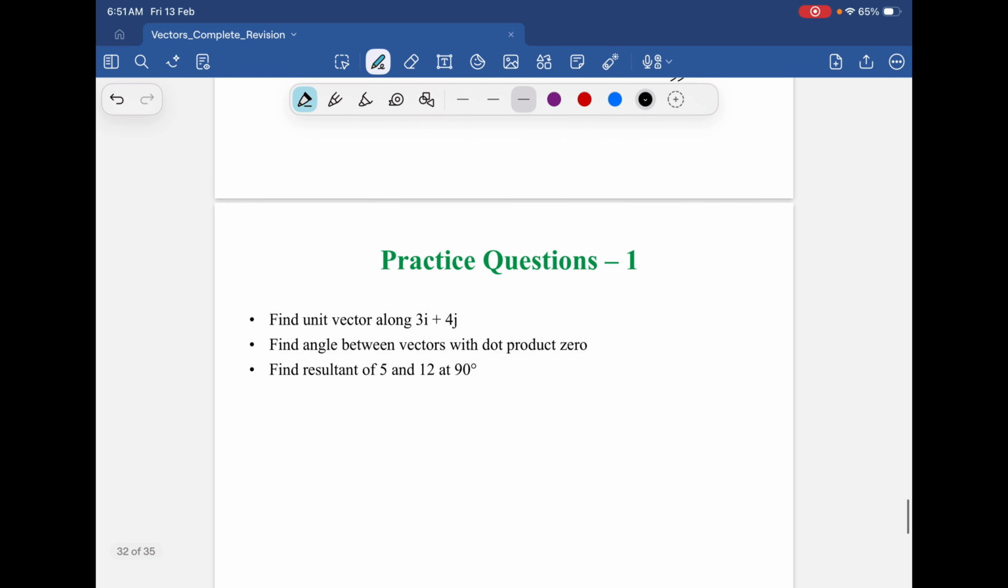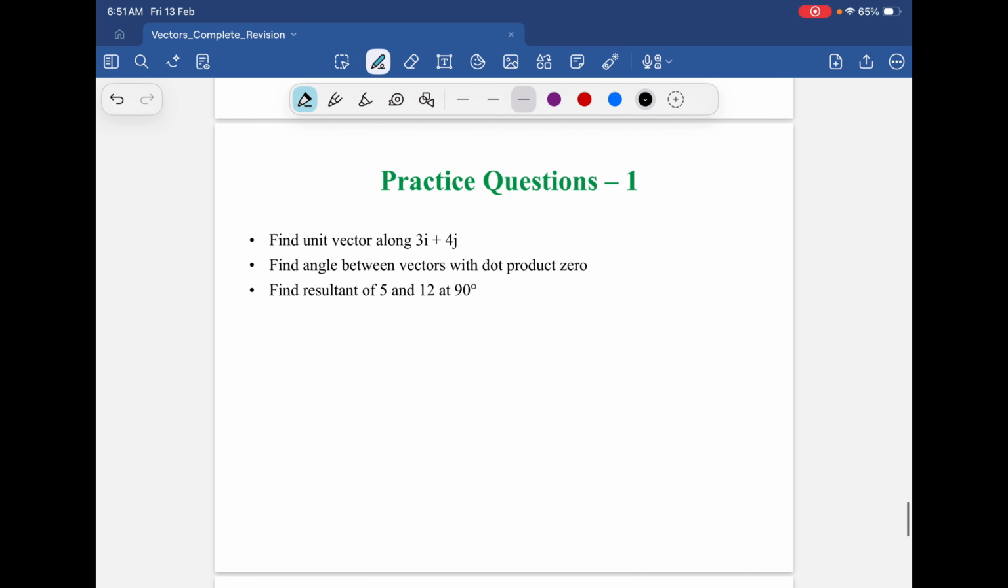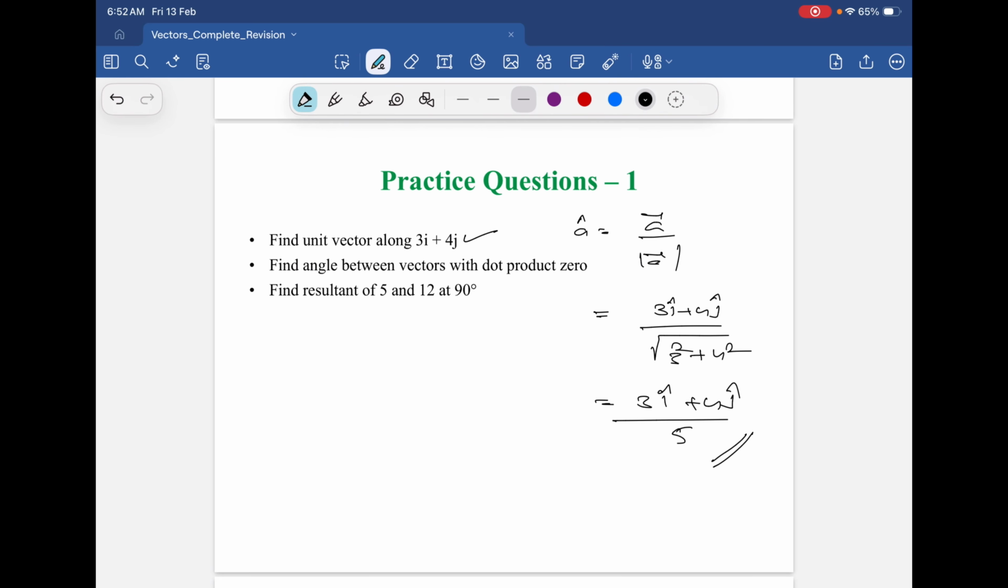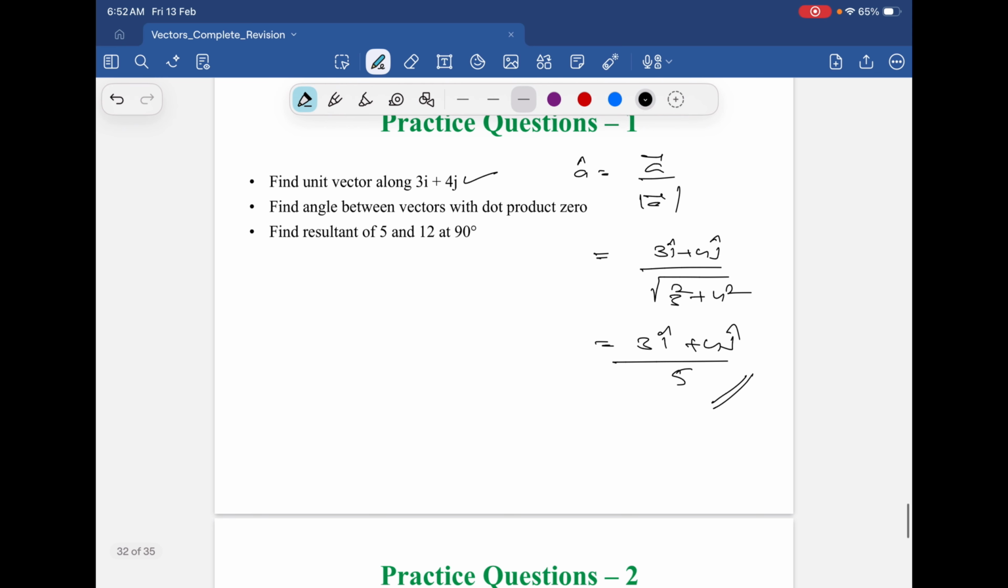Now, find the unit vector along this one. Already we have seen the unit vector definition. A cap is equal to what formula? A bar by mod A bar. So, the unit vector in the direction of this vector, it's the vector 3i plus 4j, its magnitude is root of 3 square plus 4 square. How much will we have? 3i cap plus 4j cap by root of 9 plus 16, root 25, that is equal to 5. Okay. Same thing, this is 90 degrees, root of a square plus b square, direct formula, you can do it.